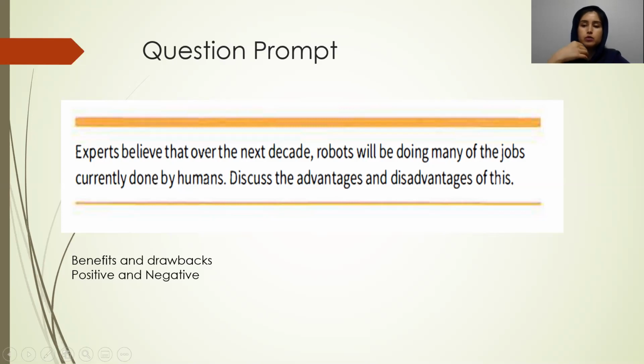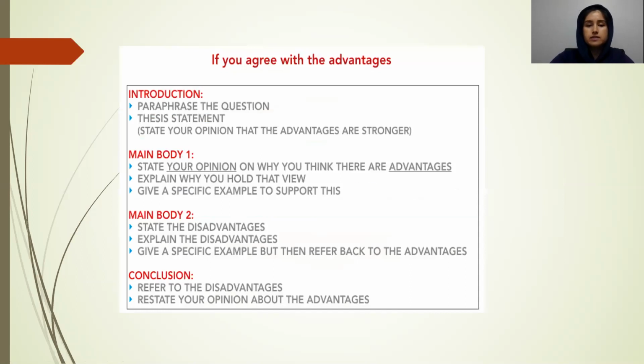So you have to write about both points, the good points and the bad points. There will be different words such as what are the benefits and drawbacks of this, or what are the positive or negative points of this. So when you have this kind of question, you know that it is about advantages and disadvantages, and you go through these structures. So there should be 4 paragraphs.